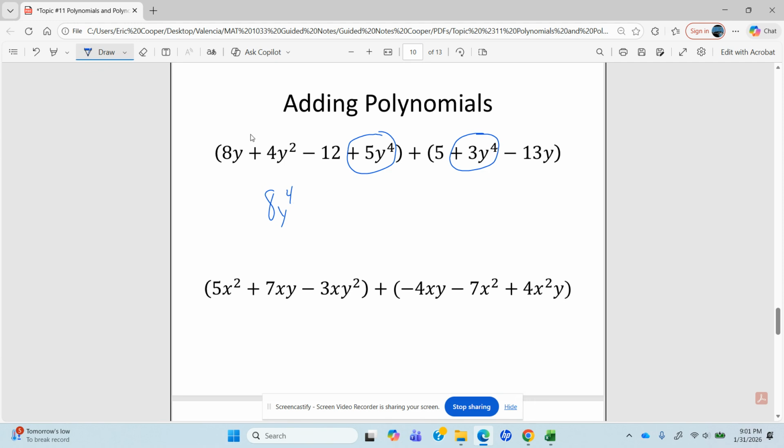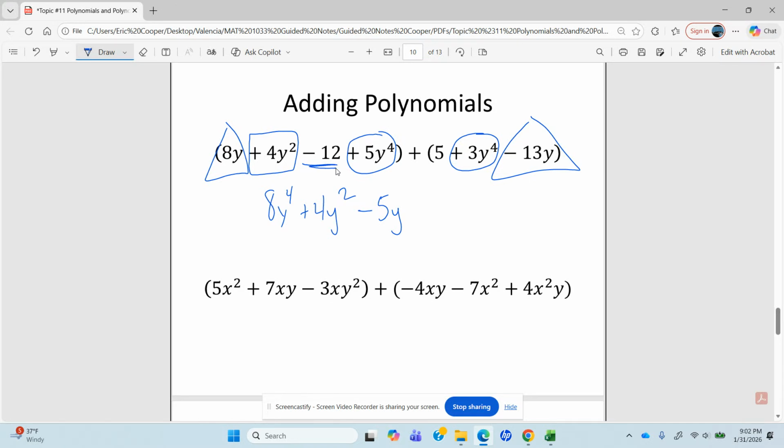Next, let's go to squareds. Here I've got a 4y squared. Well, no other terms have a y squared, so all we're going to do is bring that down because it does not combine with anything. Next, let's look at the ones with an exponent of 1. Here I've got an 8y, and I've got a negative 13y. Remembering that we're really going to subtract 13 when we do it. So I've got 8 minus 13, which gives me negative 5y.